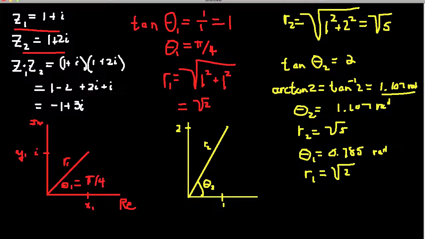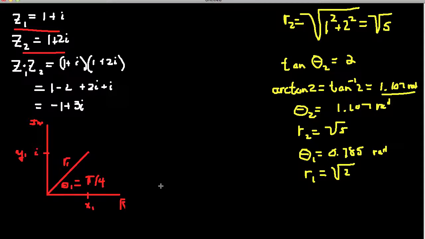Okay, so let me clear some space here so we can finish the calculation. I want to now compute Z1 times Z2, but things are now in polar form. So this is equal to R1 times e to the I theta 1, which I'll write in brackets like this, 0.785, times R2, and I want e to the I, and here the angle is 1.107 radians. So here's the product.